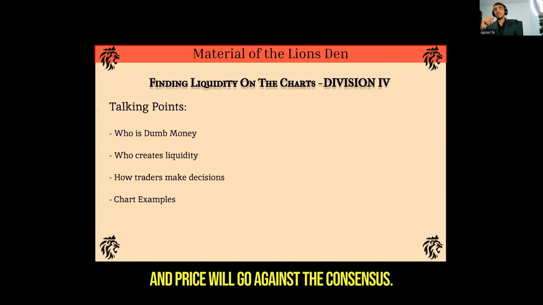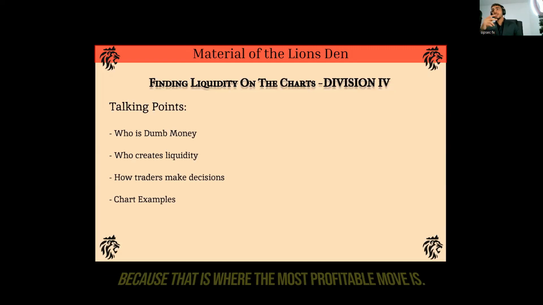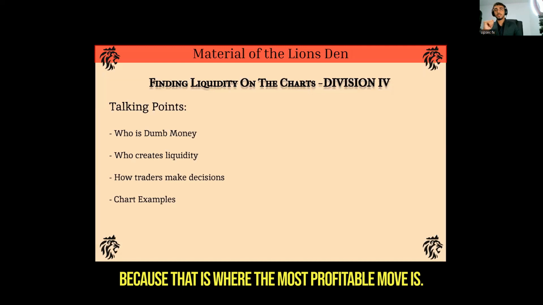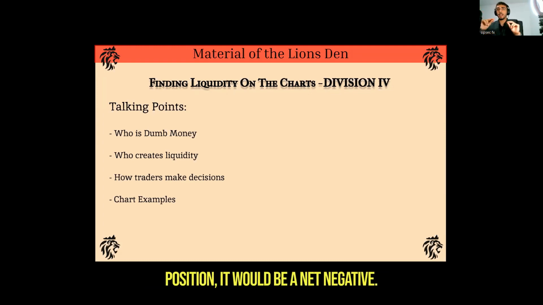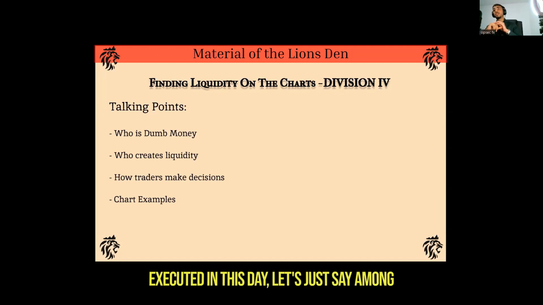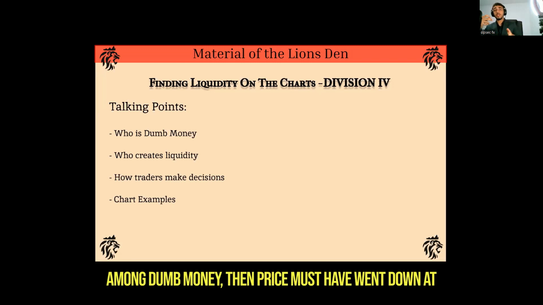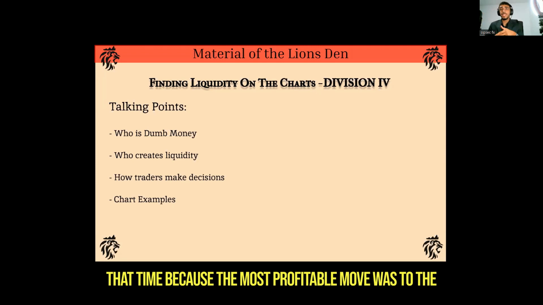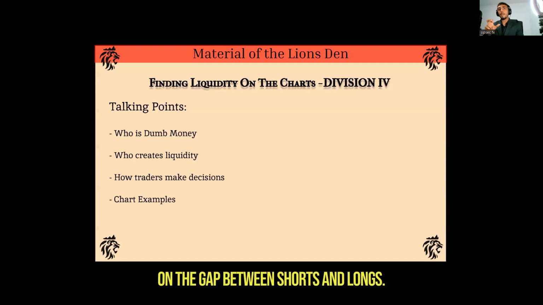And price will go against the consensus. Price will go against the consensus among dumb money, because that is where the most profitable move is. Dumb money is sometimes going to be profitable, sometimes unprofitable. But overall, if you were to combine every position, it would be a net negative. So if you were to combine every position executed in a day, and let's say there were more longs than shorts among dumb money, then price must have gone down at that time, because the most profitable move was to the downside for the smart money, because they got to capitalize on the gap between shorts and longs.